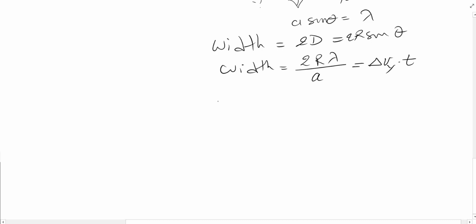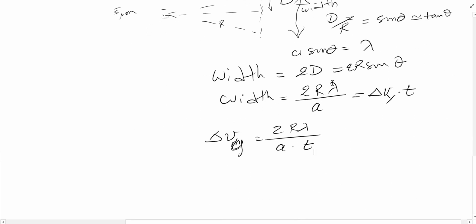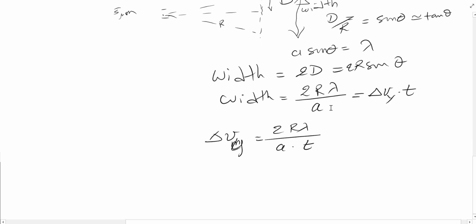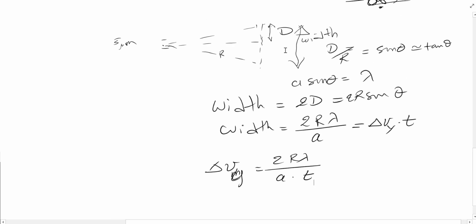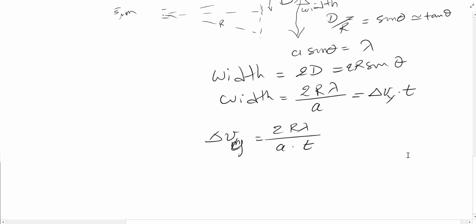From here we can find this velocity in the y direction, which is simply equal to 2r lambda divided by a times the time t. And the time t is what we measured earlier. This is the time to cover this distance, more or less this entire distance, not just the upper end of it, because that's where the electrons are going to be. So there is this uncertainty plus or minus that value, so that's what gives me delta Vy.